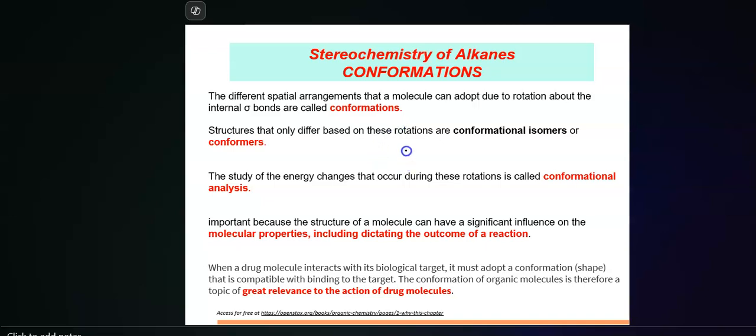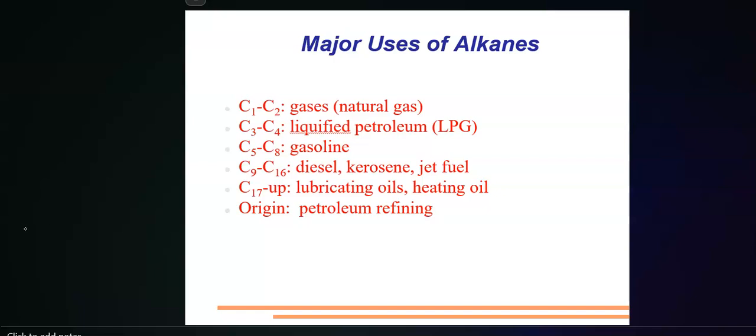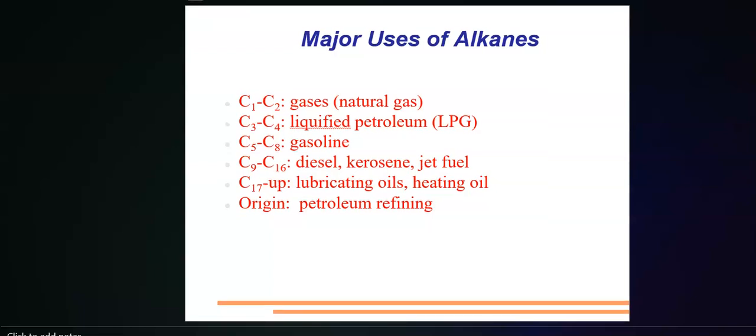Now, this is an important branch of chemistry called conformational analysis, and it is important for us to know how a drug molecule can interact with its target by adopting the most stable conformation. So this part of chemistry is very important in drug design. We will start the study with simple molecules like ethane. I'm just going to skip this slide and move on to the next one.